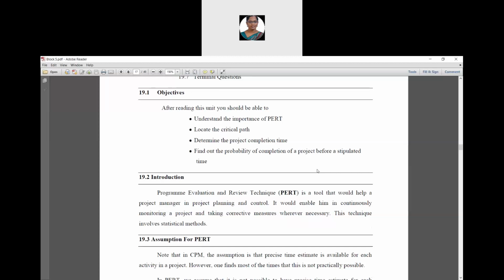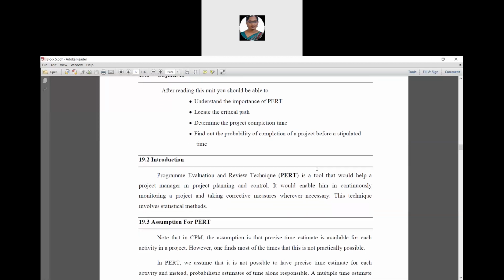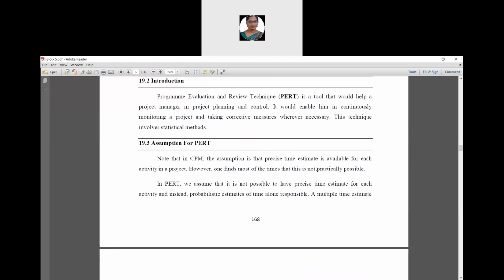Yes, PERT calculations depend upon time estimates, three time estimates. It depends upon three time estimates. Then, assumption for PERT.